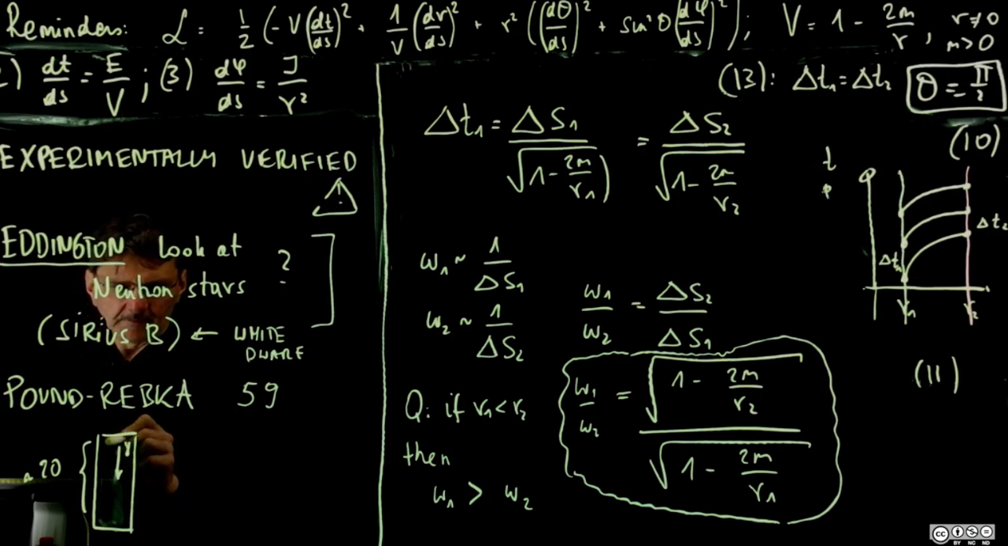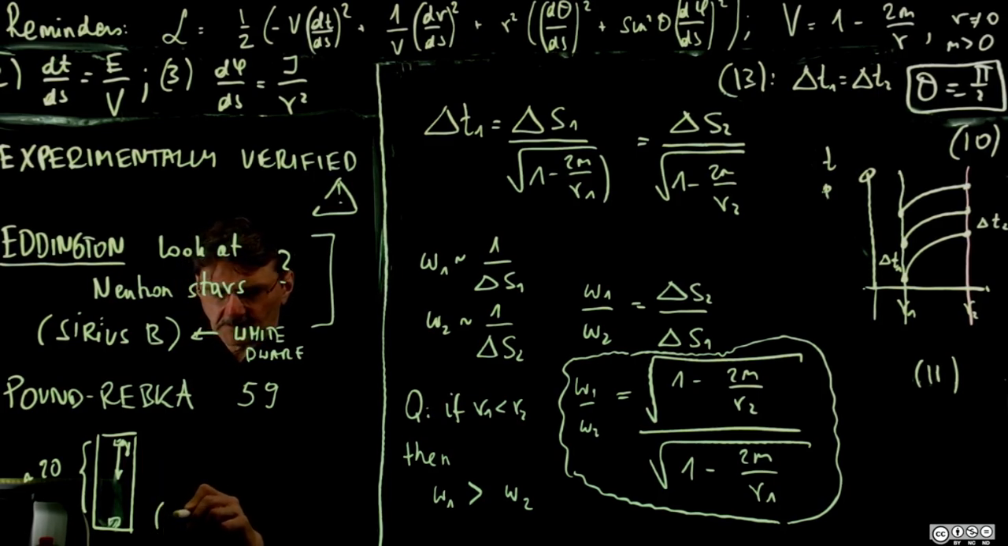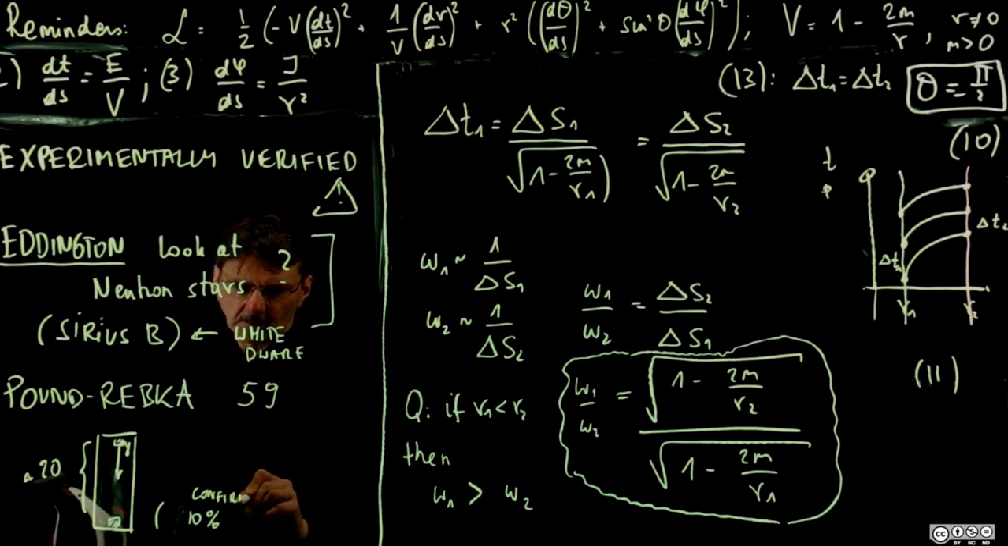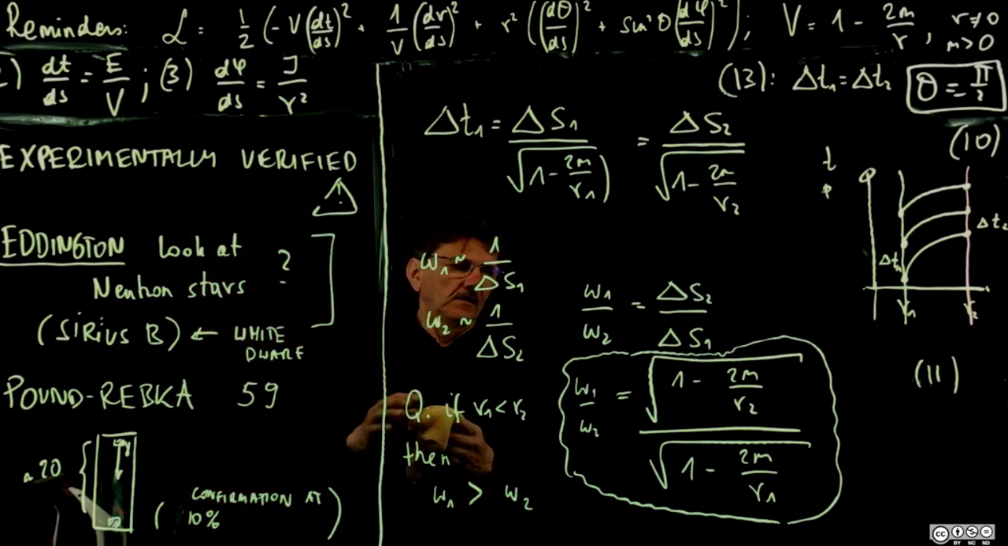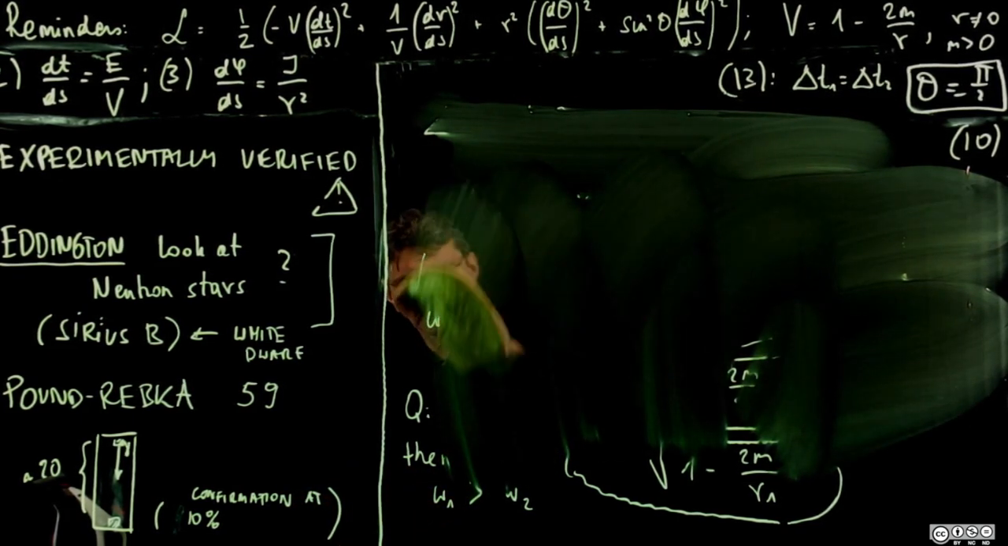You send from here, you observe here, and they confirmed it, I think, to 10%, so less than 10% accuracy. Confirmation at 10%. There is an interesting experimental story involved: how do you detect such a small change of frequency? There's something called the Mössbauer effect involved in this, and that's what they exploited here.